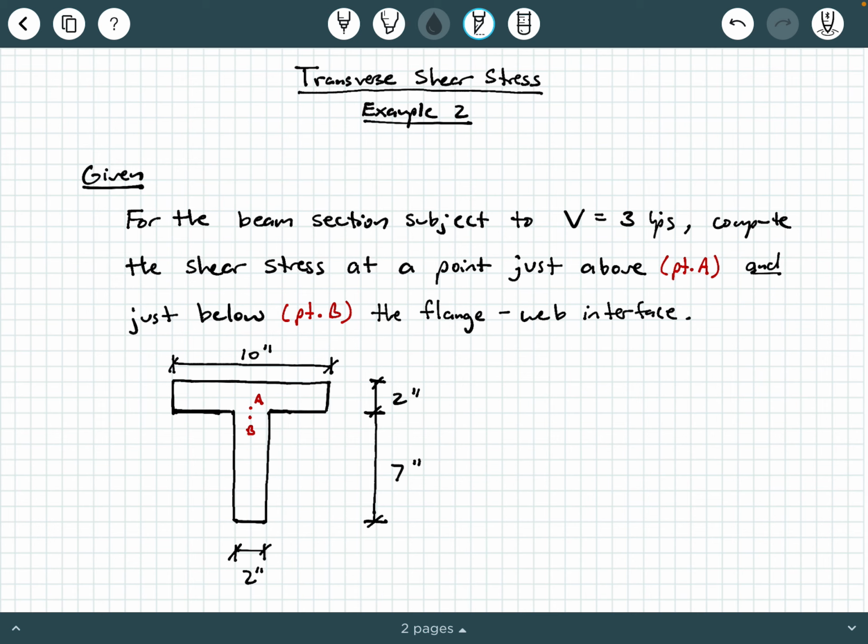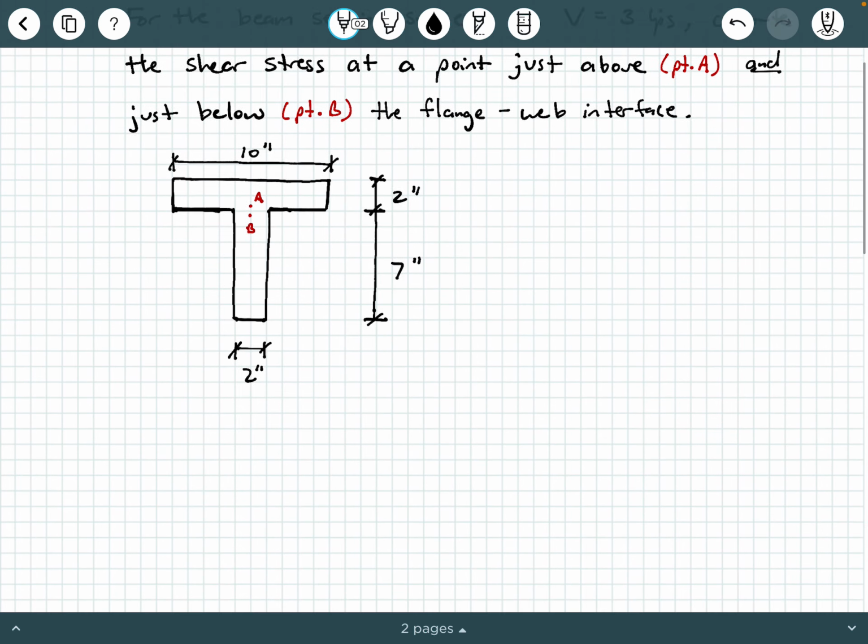So the cross-section shape is a T shape. The width of the flange is 10 inches. The width or thickness of the web is 2 inches. The height of just the web itself is 7 inches, and the vertical dimension or the height of the flange is 2 inches. So let's go ahead and get started.